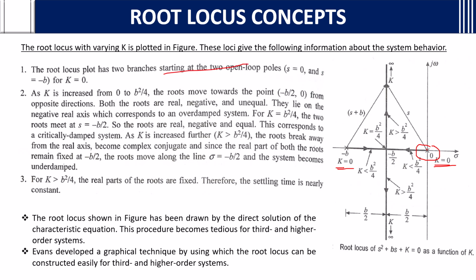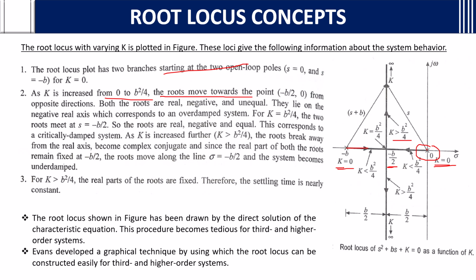Then as k is increased from 0 to b square by 4, the roots move towards the point minus b by 2. The roots move toward minus b by 2, comma 0 from opposite directions, from this and this, both real, negative and unequal. They lie on the negative real axis, which corresponds to an overdamped system.